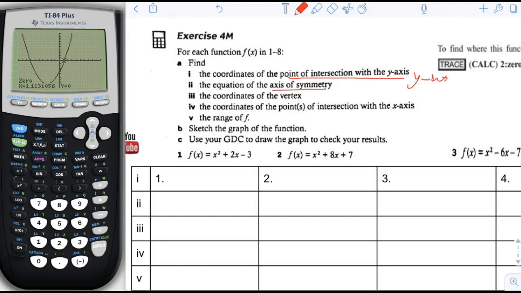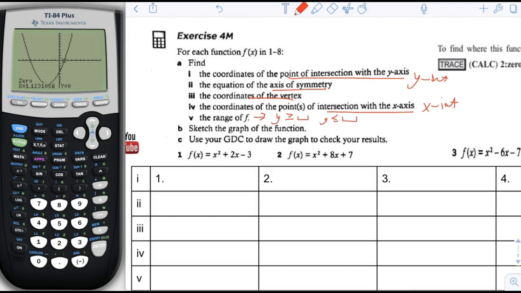Equation of the axis of symmetry, we already know how to find that. Coordinates of the vertex, we already know how to find that. Intersection with the x-axis, remember that is just the x-intercepts, which we already found out above. The range of f. The range of f are the possible y values of f. Usually we express that with y is greater than or equal to something, or y is less than or equal to something.